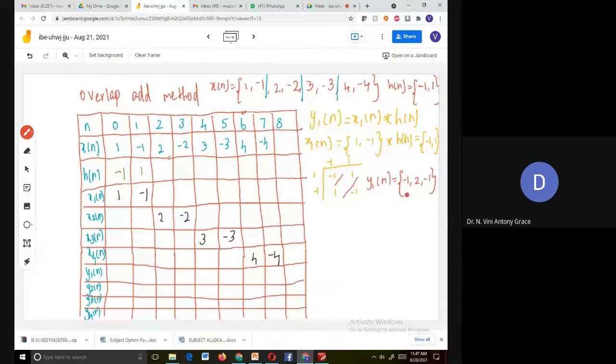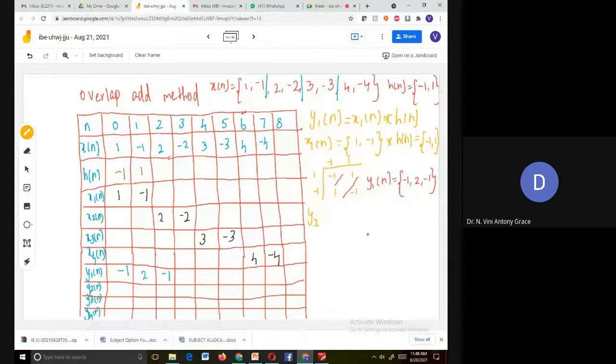Okay. After finding this, you fill the table. Write it in the table. So I'm writing it here. This is minus 1, 2, minus 1. 3 samples I have got out of the first convolution. And next, those who understand this, you can proceed and tell me the final answer. It's very simple, of course.